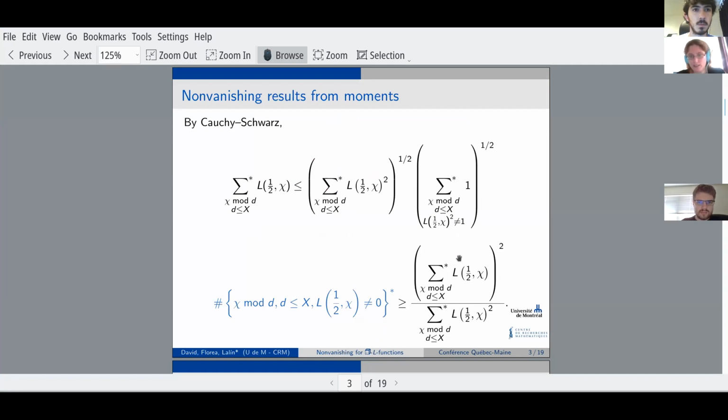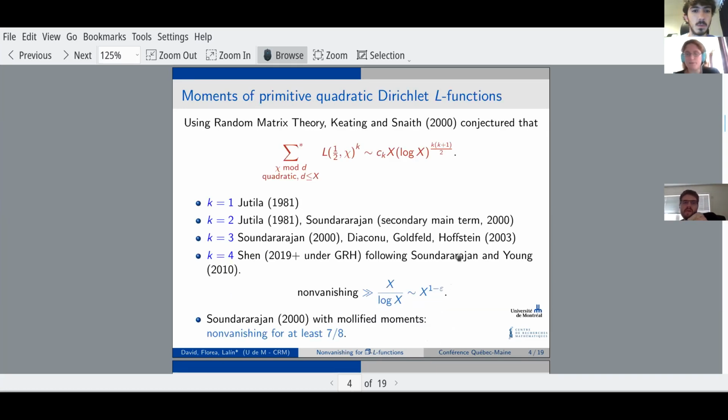basically, Cauchy-Schwarz allows you to bound the first moment by the square root of the second moment times the square root of the number of characters for which the L-function is different from 0. So when you flip things, you get a lower bound for the number of characters for which the L-function is non-zero by the square of the first moment divided by the second moment. Now, what do we know in terms of the moments for quadratic Dirichlet L-functions?